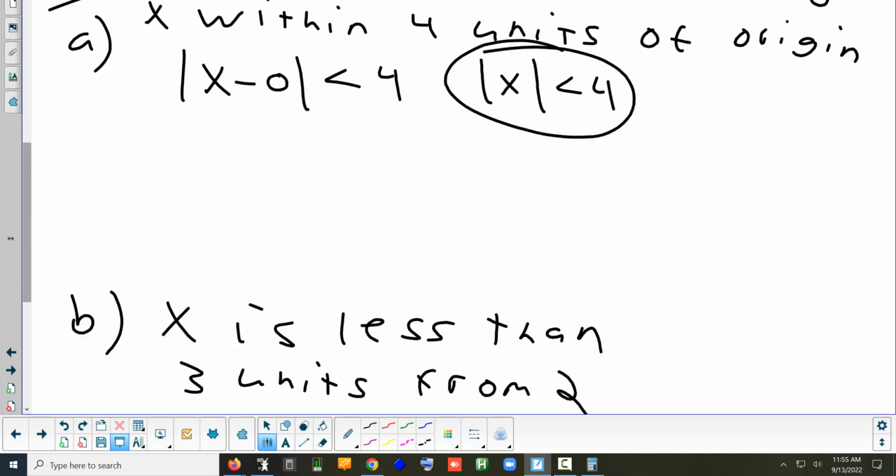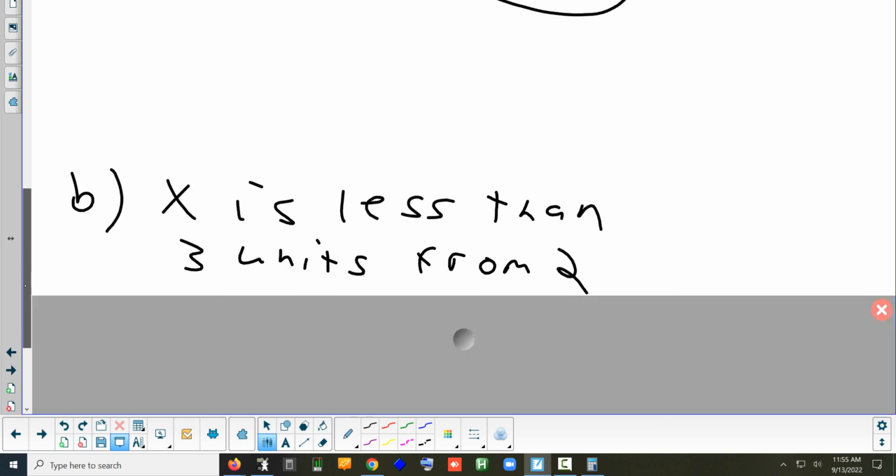How about x is less than 3 units from the number 2?